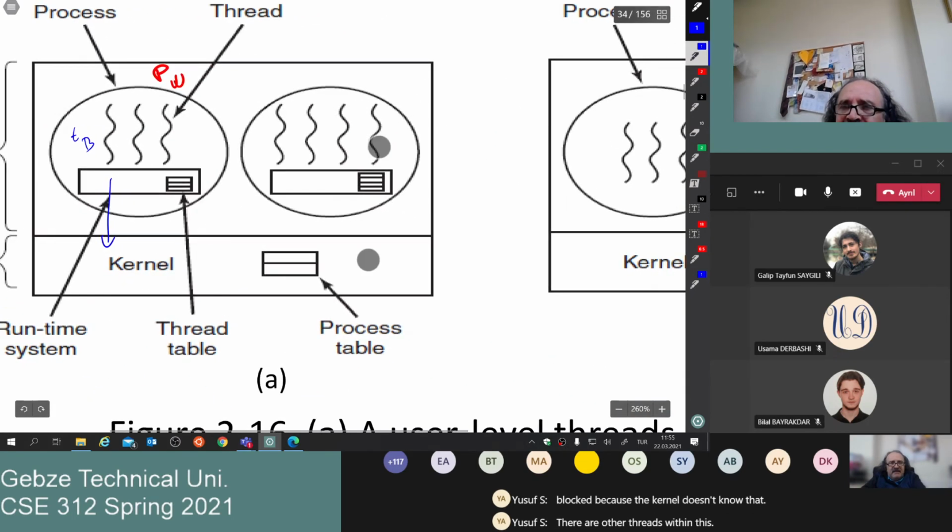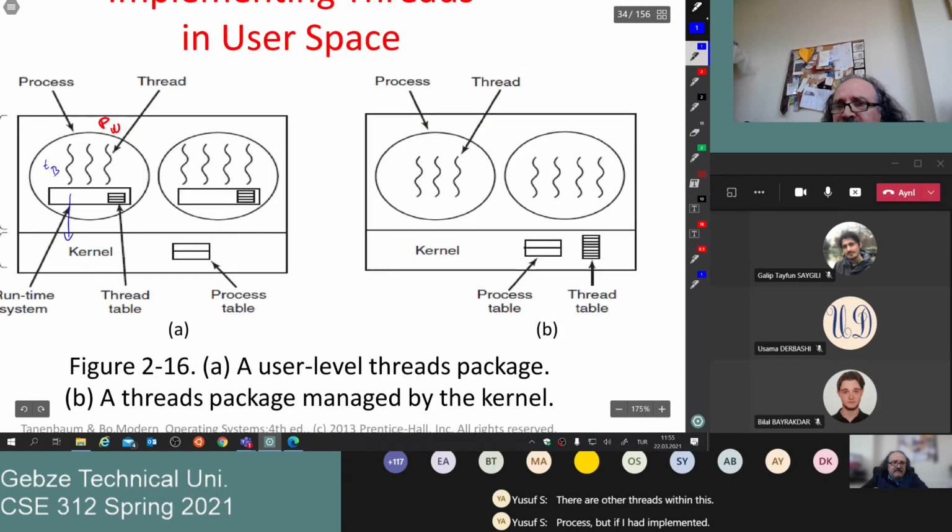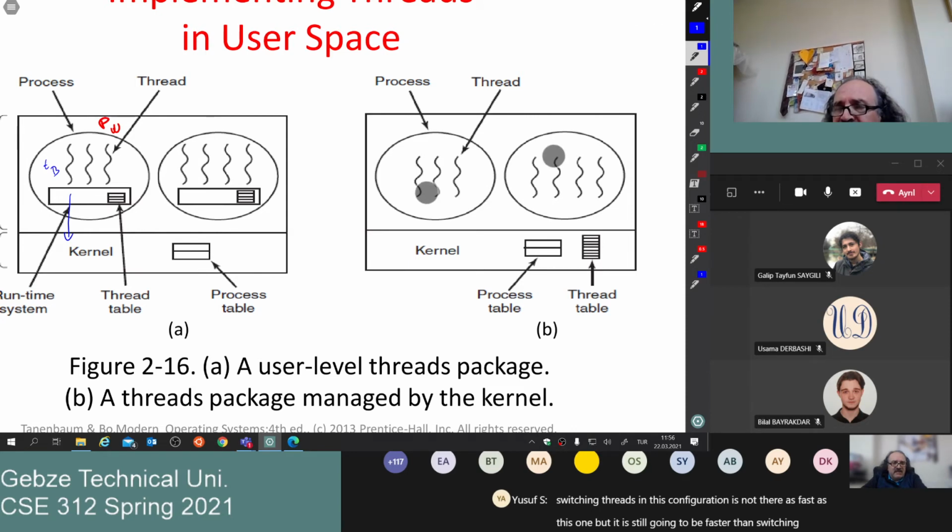But if I had implemented this at the kernel level, okay, the kernel knows that one of the threads is blocked and it can schedule another thread from the same process. Okay, and it can immediately switch from one thread to another thread. Well, switching threads in this configuration is not as fast as this one, but it is still going to be faster than switching between these two processes because the address space is going to be the same. It will not be different.